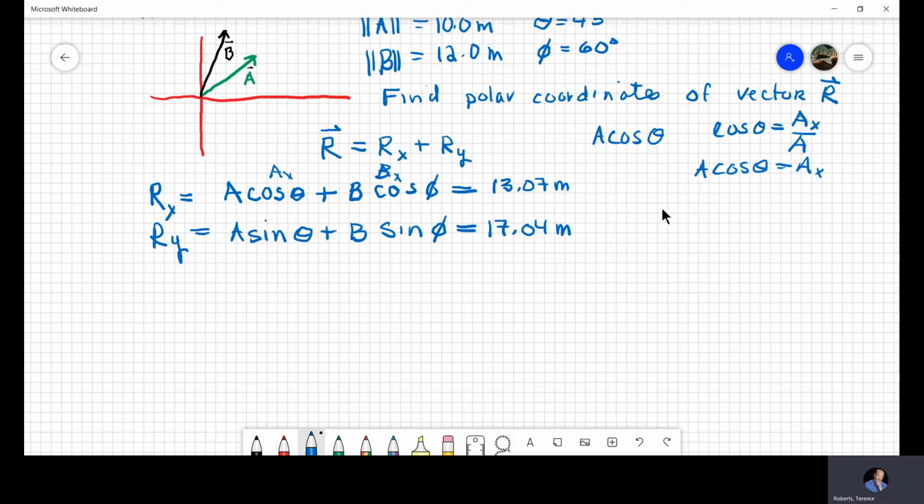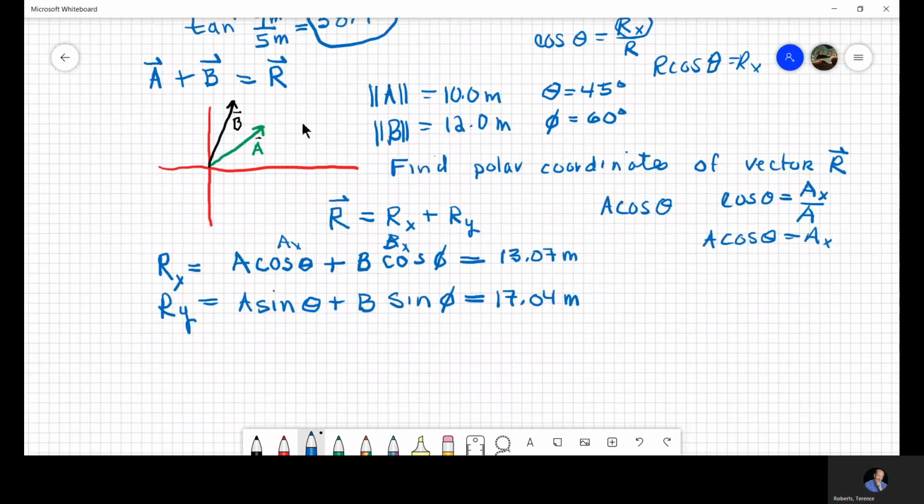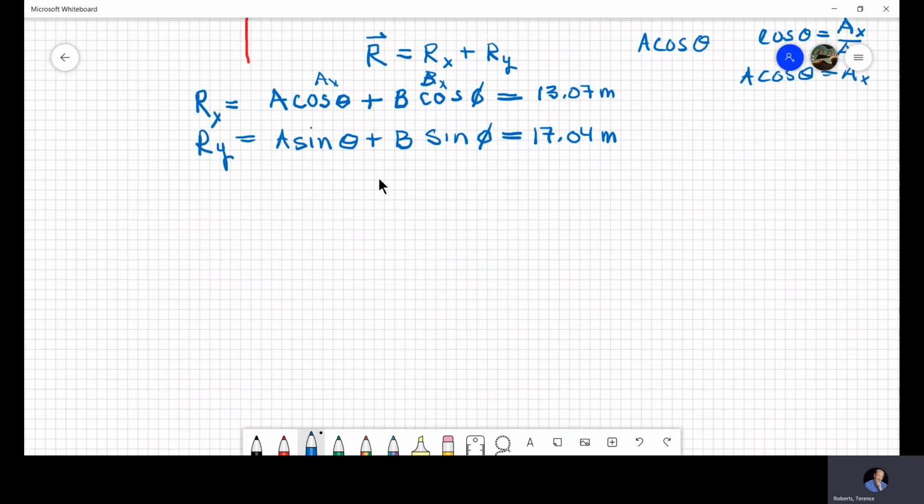So what do you do next now that you have solved Rx and Ry? Well, you need to find the magnitude, and then you need to find the angle of the new vector. Now, when you add vectors, just remember, we have vector A right here, which is at its angle, and then we take from tail to head of B, and from here to here is our new vector.